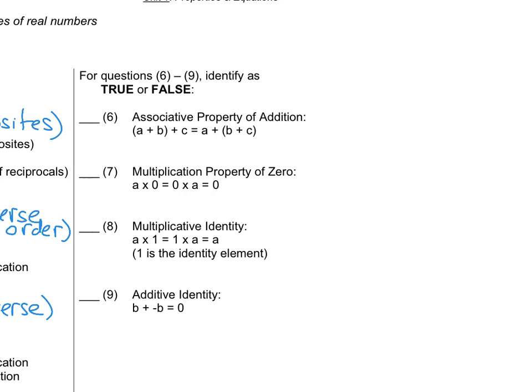Associative property is really just talking about regrouping and still getting equality. Is that happening here? Yeah, so that's true. Multiplication property of 0. Multiply any number by 0 and you get 0. True? Yeah. Multiplicative identity. Multiply by 1, you don't change the identity of the original number. True. Additive identity. Result is equal to 0. Yeah, that's false. This one should be actually what? Inverse. Yeah.